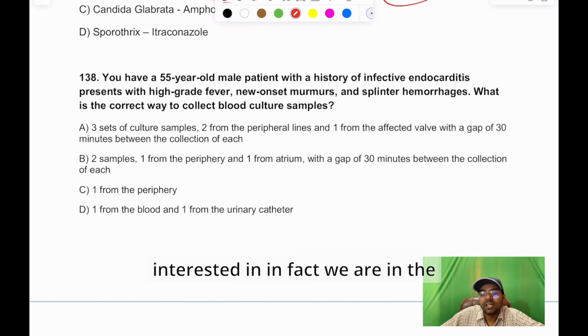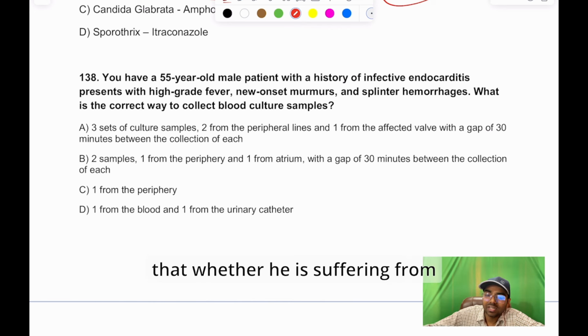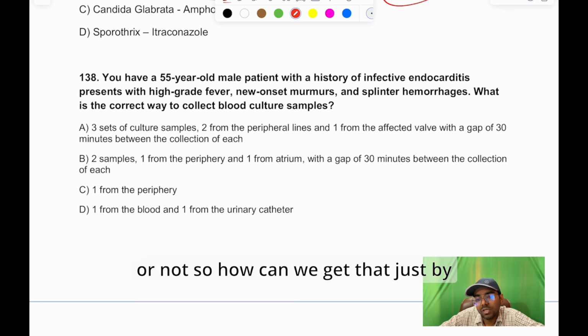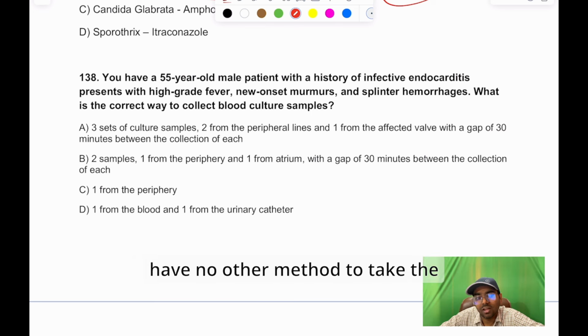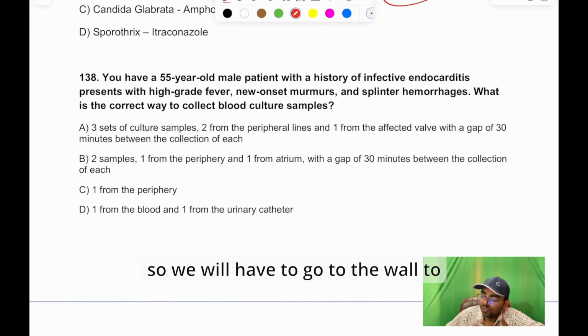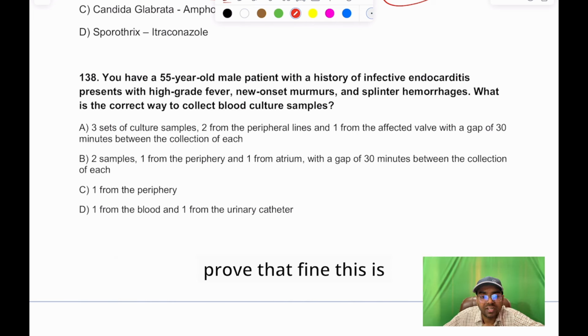What we are interested in infective endocarditis is whether he is suffering from bacteremia in the wall of the heart or not. So how can we get that? Just by going at the wall. We have no other method to take the culture samples, so we will have to go to the wall to prove that, fine, this is infective endocarditis and we are dealing with this.